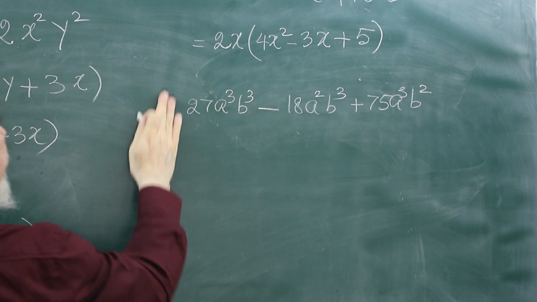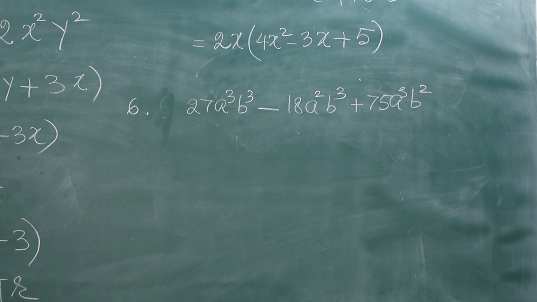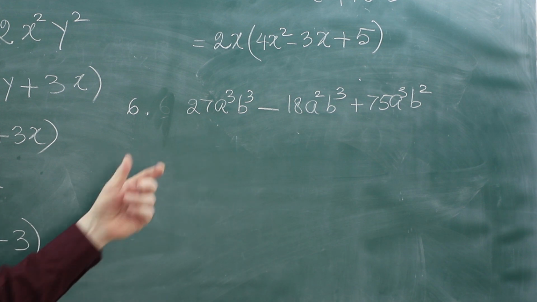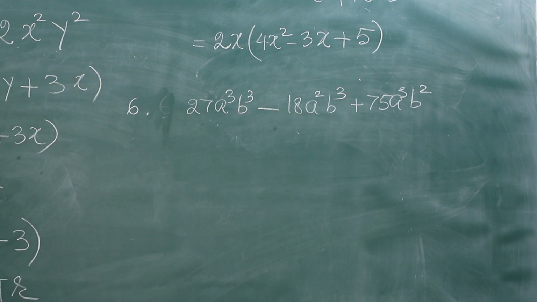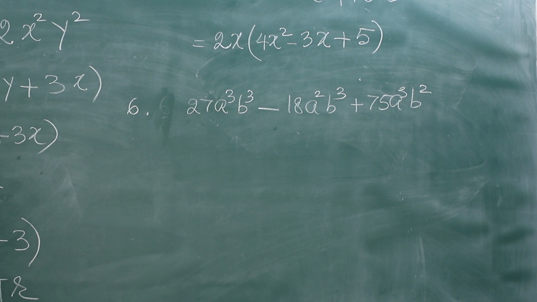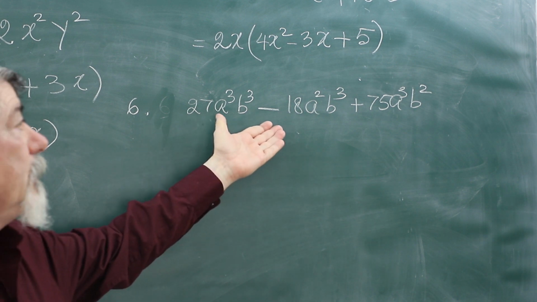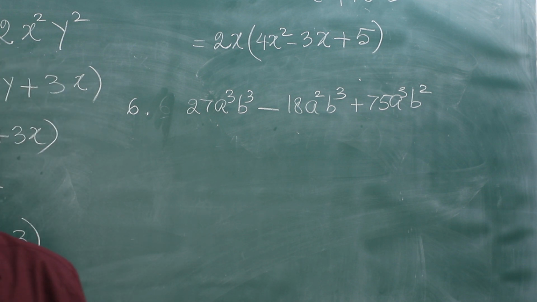Now let us see what can we take common out of all these 3 variables or terms which are given here. Out of 27, 18, 75, what can we take? Because if you start multiplying, you say, okay, out of 27 and 18, 9 is common. 9 3s are 27, 9 2s are 18, but what about 75? 75 can't be divided by 9, so I cannot take 9 common.